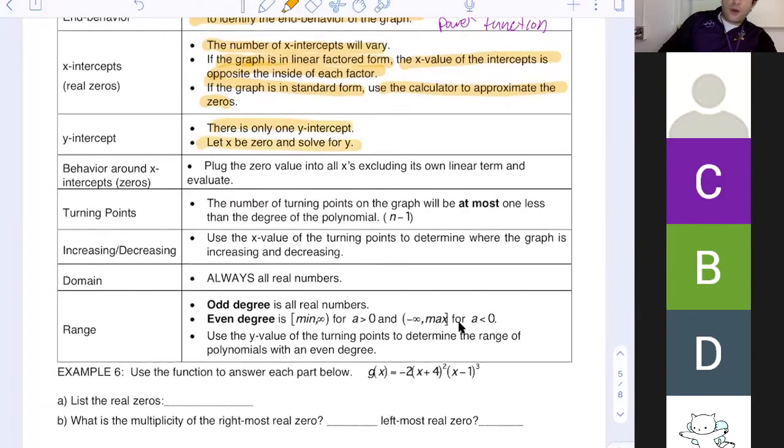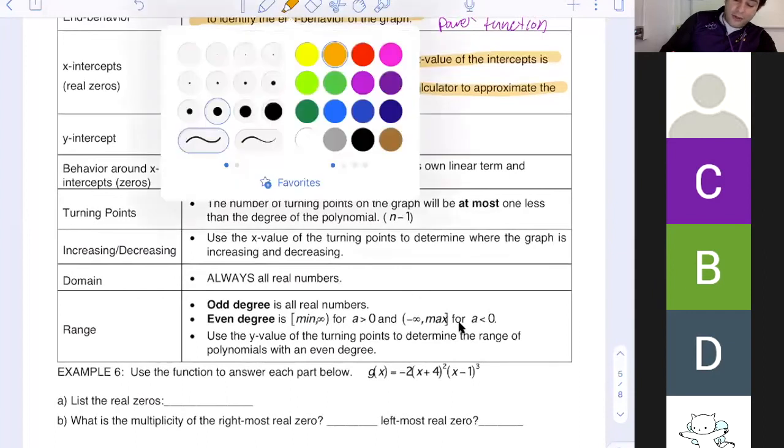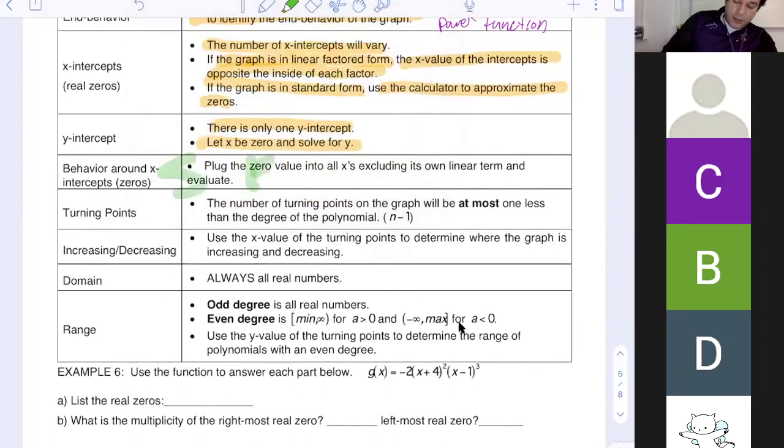All right, behavior around the zeros. We decided definitely as a team that we're skipping this. So we're not gonna do this one around the zeros. It was kind of pointless even in regular times.